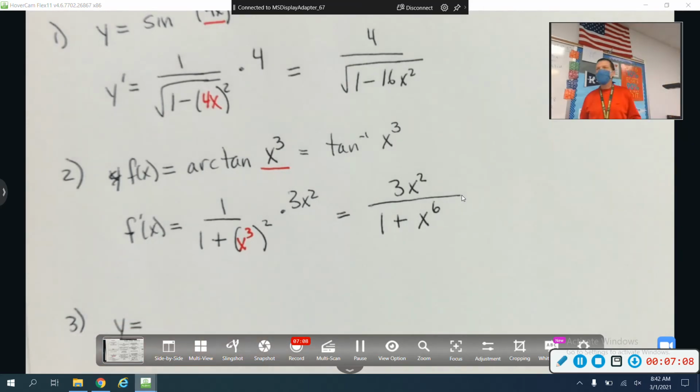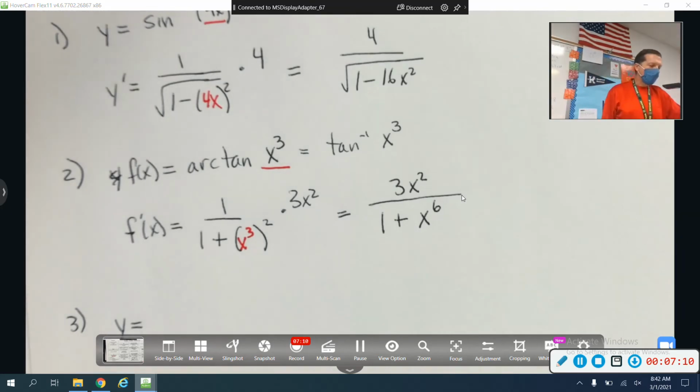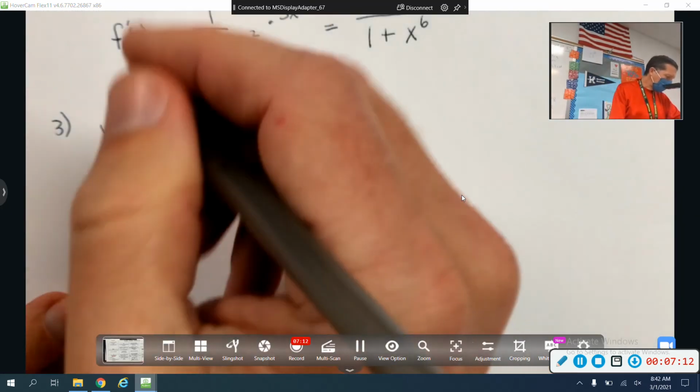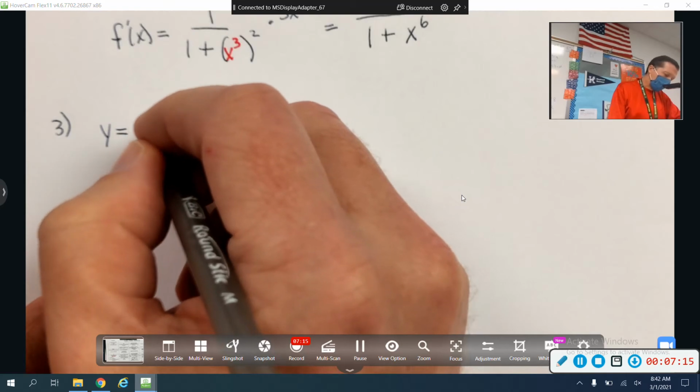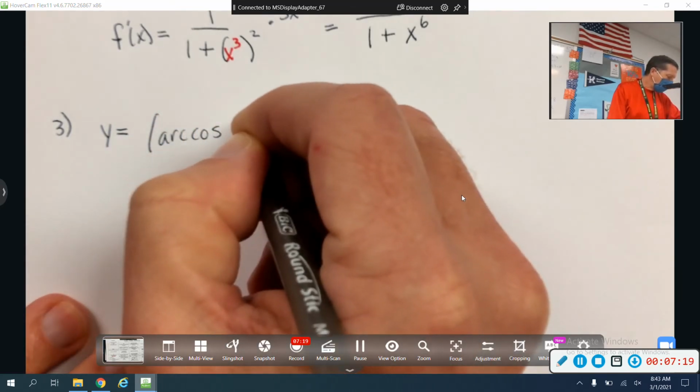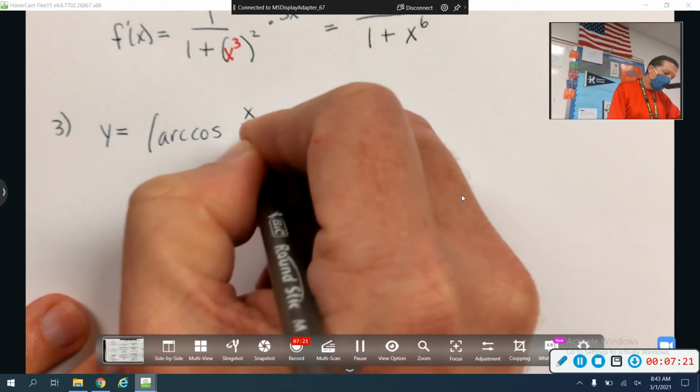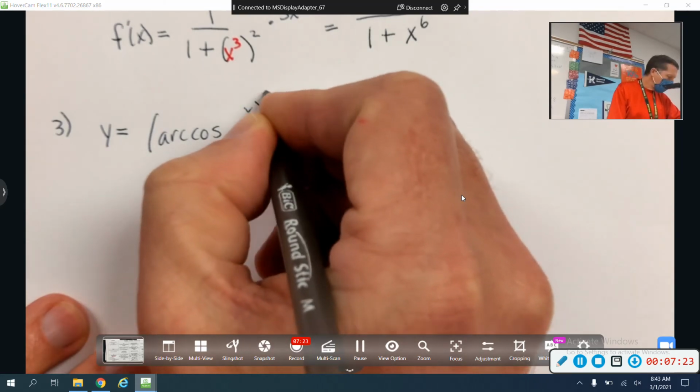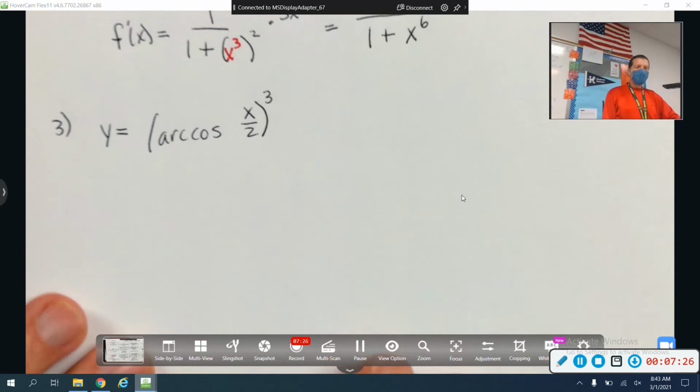Number 3, haven't done a cosine yet, so you can guess correctly that this is going to be a cosine problem. In fact, let's make it a little extra tricky. Arc cosine of x over 2, and then all of that cubed.